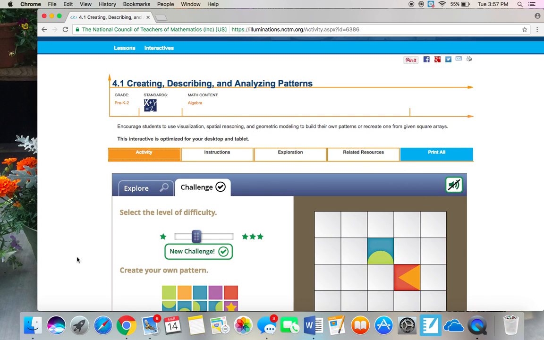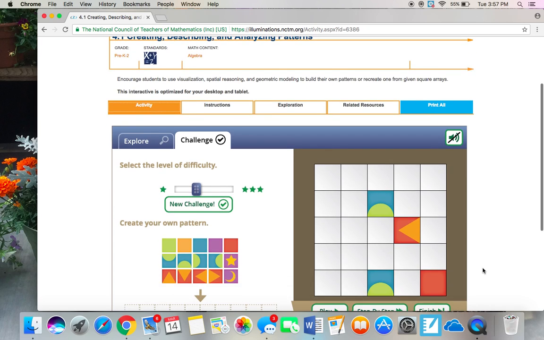Students are doing all of those. They are creating patterns. They are describing them through the discussions. And they are analyzing patterns, trying to figure out how can I make a diagonal go across, or how can I make straight lines of a color.